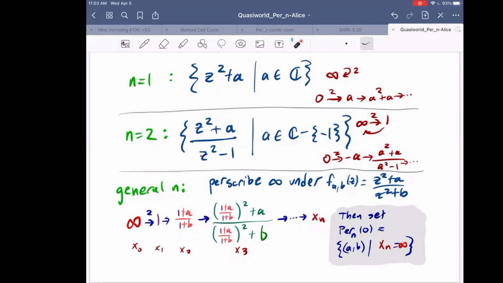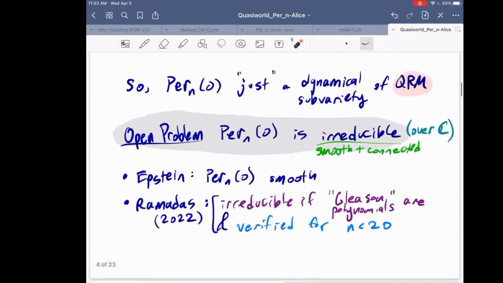And Per_n(0) will be the set of a and b such that xn is equal to infinity. And then you want to make sure that it's not in a lower dimensional one, like you don't want xn over 2 to be infinity, so that it's periodic of n over 2. So at heart, this defines just some variety, just some relationship between a and b parameters that satisfy this behavior. Because for each a and b that does have xn being the first iterate of infinity, that is, infinity to itself, infinity is in a critical n-cycle. So in that sense, it is just a dynamical subvariety of QRM.